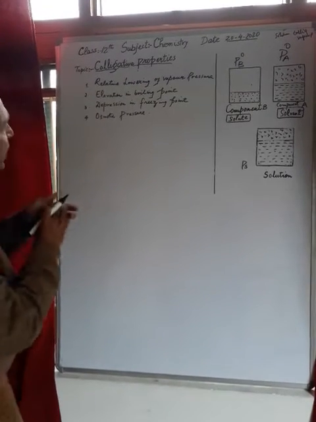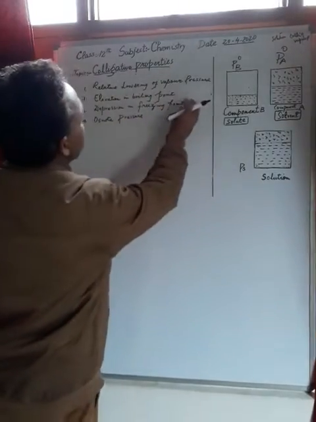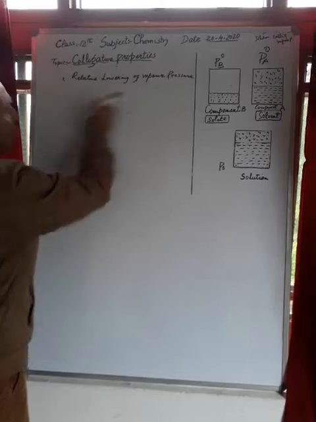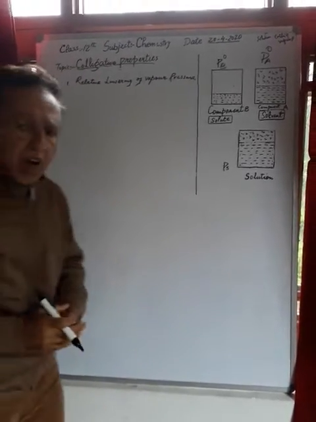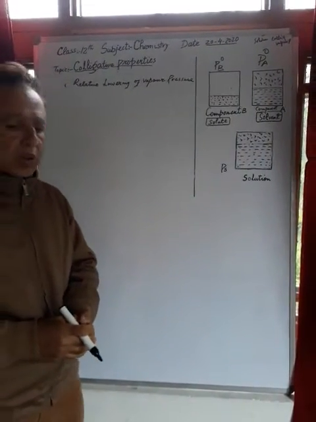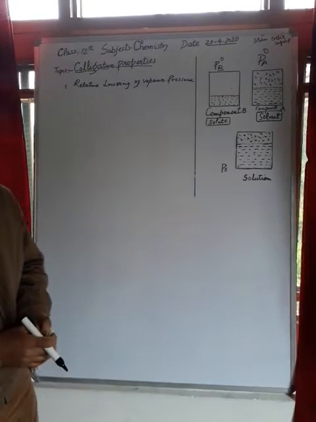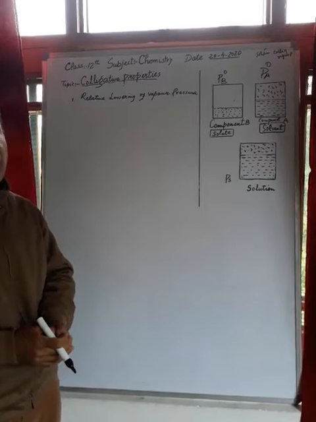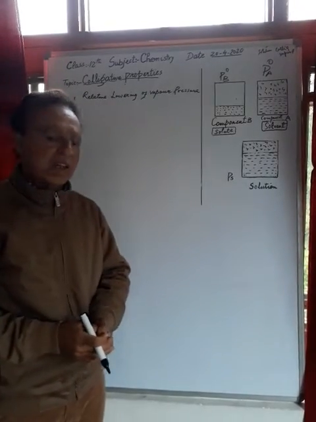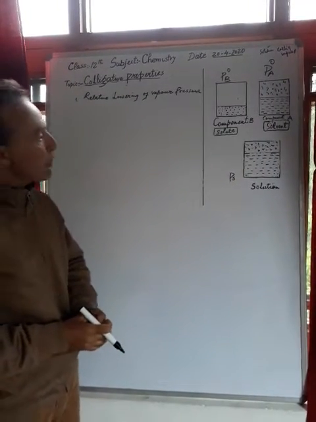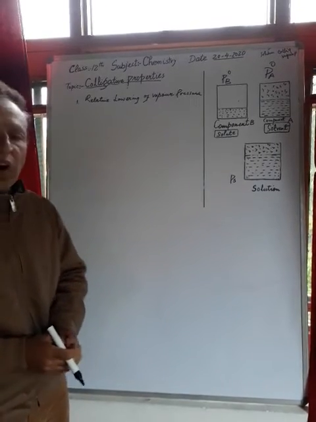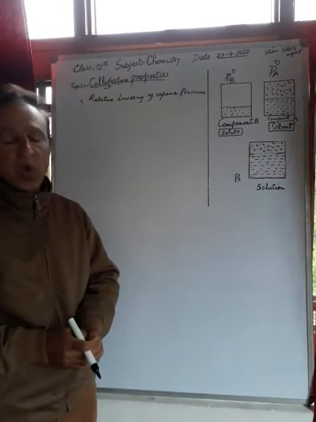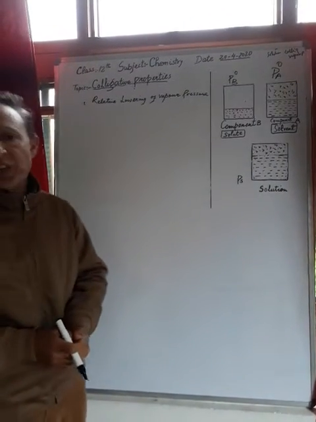So, before discussing this relative lowering of the vapor pressure of the solution, what is vapor pressure of a liquid? You have read in class 11th. Also, you have read in the earlier topics in the solution how we calculate the vapor pressure. In Raoult's law, also you know how to calculate the vapor pressure.